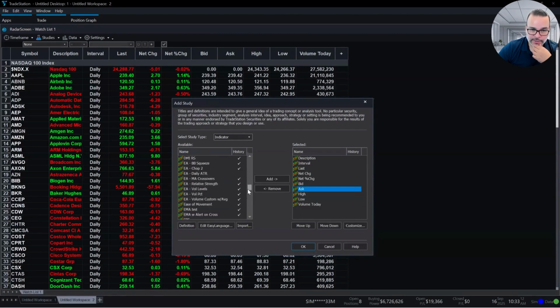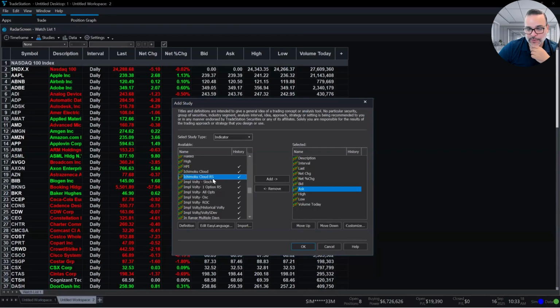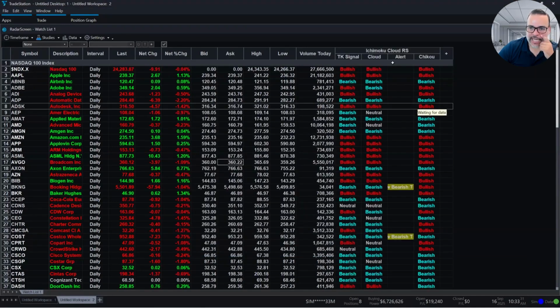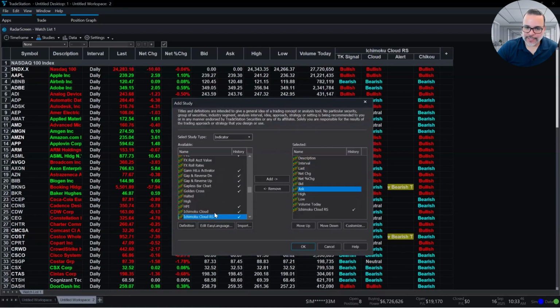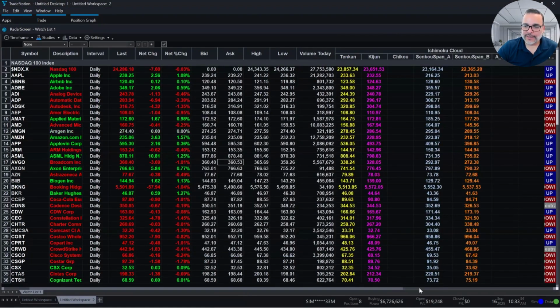So I'm going to scroll down here to find Ichimoku. And you see the difference right there. The Ichimoku Cloud for RS is the one for RadarScreen. And I'm just going to add it and put it right here at the very end. Actually, I'm not sure if that's one that I modified or if it's the default one. Let me just take a look at the other one that's there just to see what it gives me, because I may have modified the Ichimoku Cloud so it wouldn't have all those extra columns. Yeah, and that's exactly what happened.